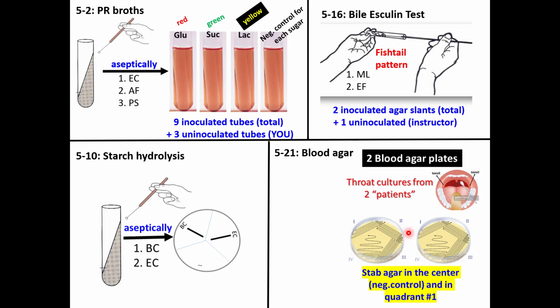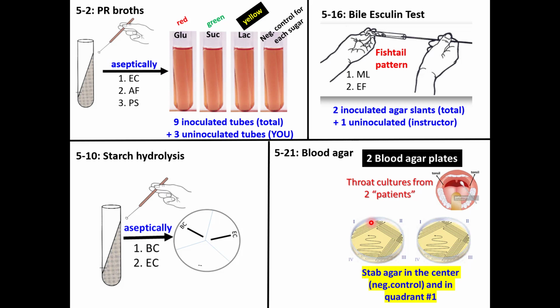And at the end of this lab, this is what we would have. For each species, for the PR broth, we would have a set of 3 tubes plus the controls. There'll be a set of controls for each pod, because we need to look at the color of the controls before we can look at each tube that's been inoculated. And then you'd have 2 tubes for the bile esculin test, 1 plate for the starch hydrolysis, and technically 2 plates for the blood agar.